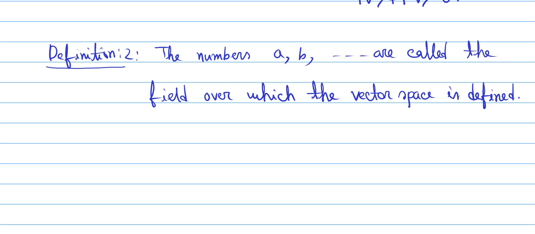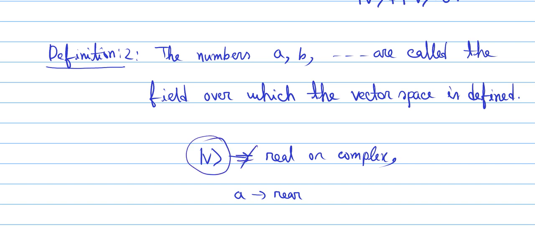The vectors themselves are neither real nor complex. The adjective applies only to the scalars. Right? We cannot say this vector is real or complex. We can only say A, B, C, they are real or complex. Vectors are not real or complex. This adjective only applies to A, B, C, etc.